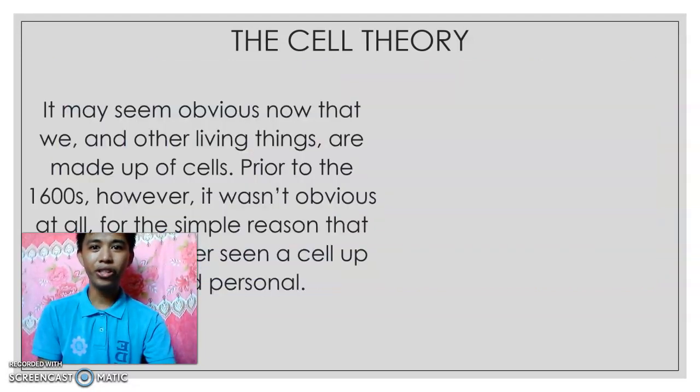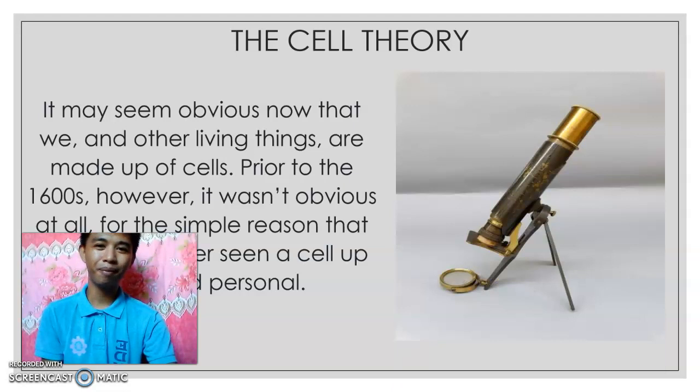It seems obvious now that we and other living things are made out of cells. Prior to the 1600s, however, it wasn't obvious at all, for the simple reason that no one had ever seen a cell up close and personal. To distinguish individual cells in a piece of tissue, or individual bacteria in a sample of liquid, required the development of a high-powered microscope. This is the instrument used for magnifying objects, otherwise too small to be seen.